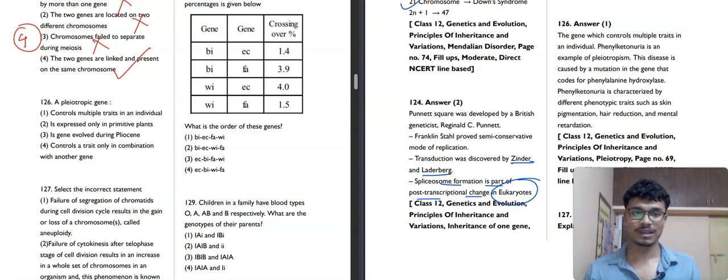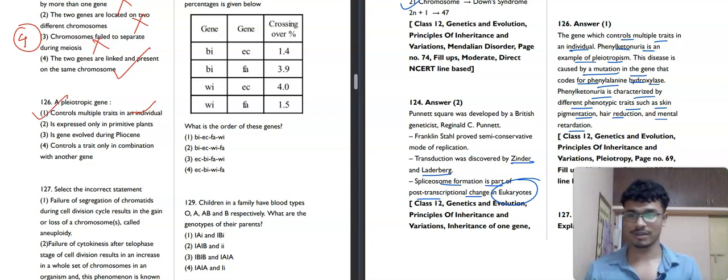What it is saying: a pleiotropic gene controls multiple traits in an individual. Yes, absolutely correct. A gene which controls multiple traits in an individual shows pleiotropy. For example, phenylketonuria is an example of pleiotropism. Why? Because this disease is caused by a mutation in the gene that codes for phenylalanine hydroxylase. Phenylketonuria is characterized by different phenotypic traits such as skin pigmentation, hair reduction, and mental retardation. So the first option is the correct answer.